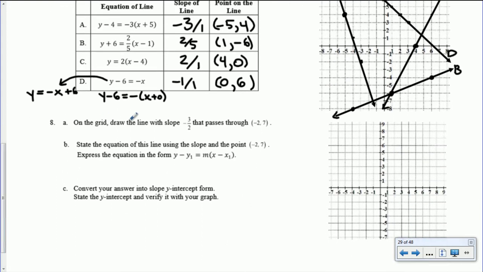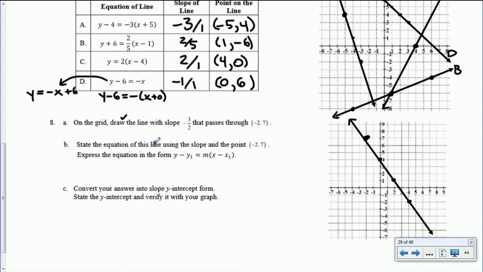Moving on. On the grid, draw a line with a slope of -3/2 that passes through (-2, 7). So (-2, 7) is there. And the slope is -3/2. So down 3, that's the rise, over 2, that's the next point, down 3/2, that's next, down 3/2, and so on. Okay, let's go ahead and connect those. So draw the line, good.